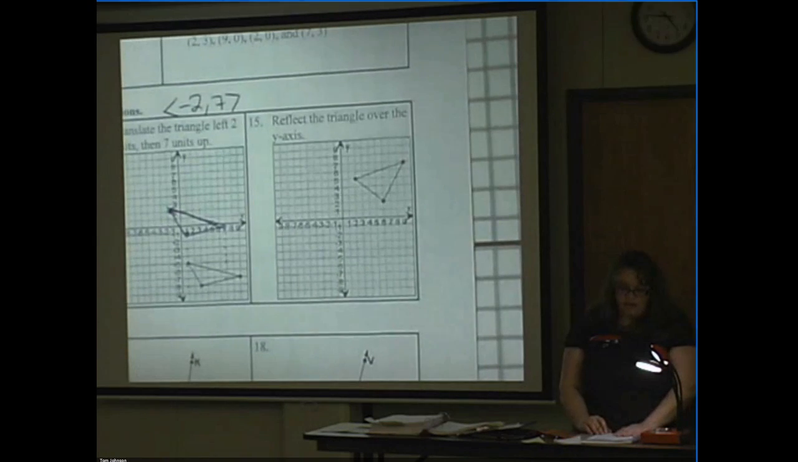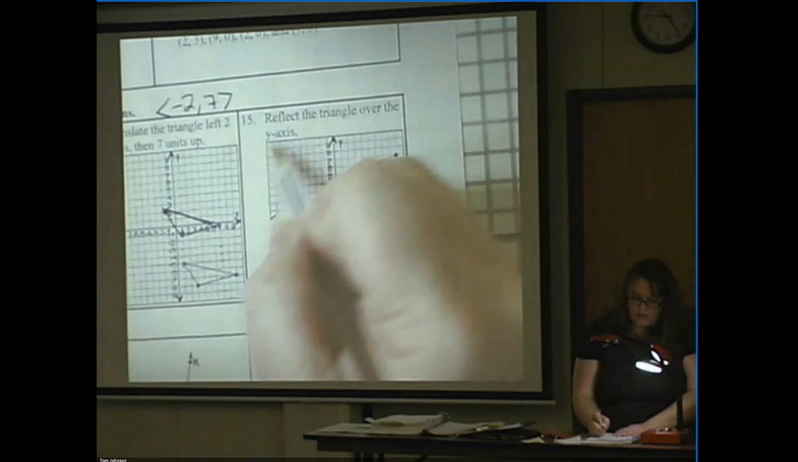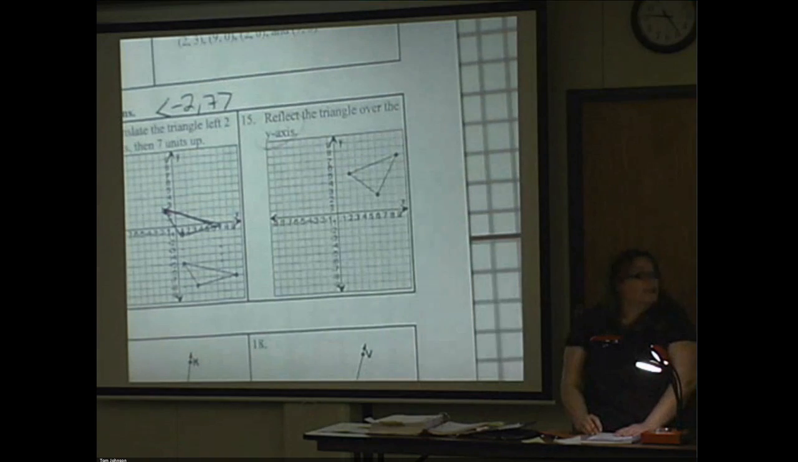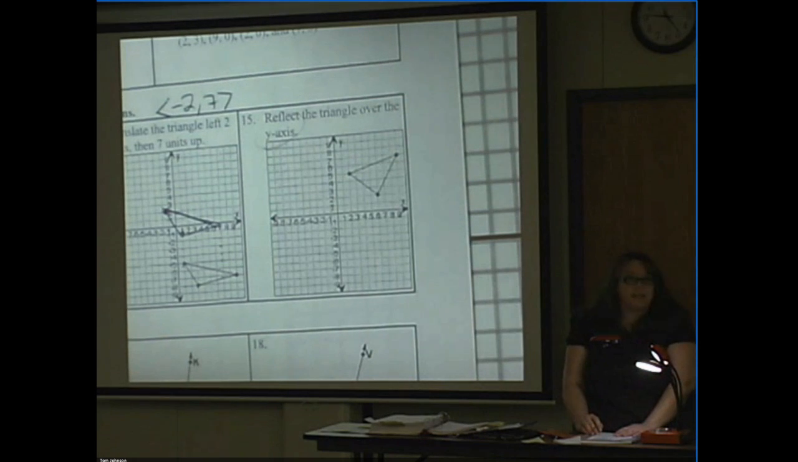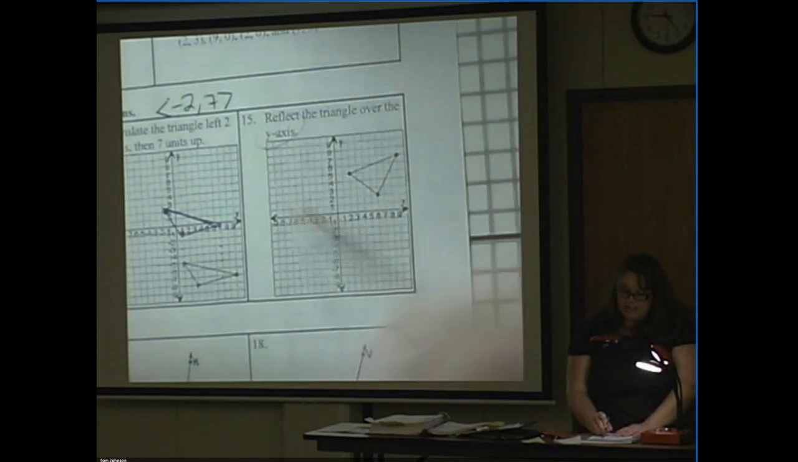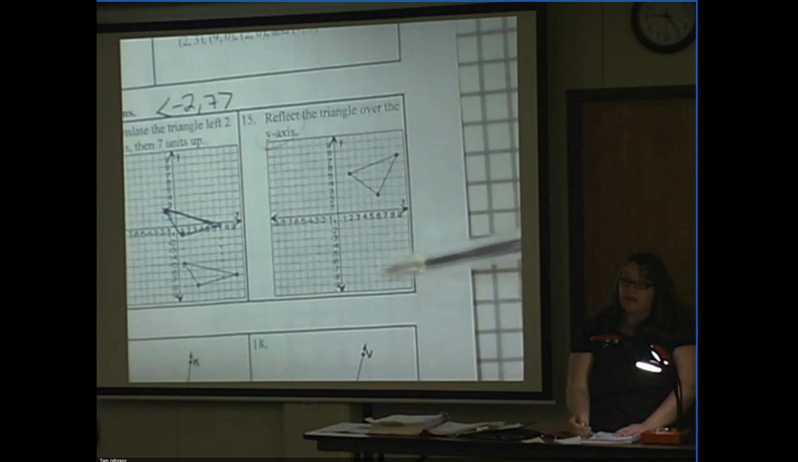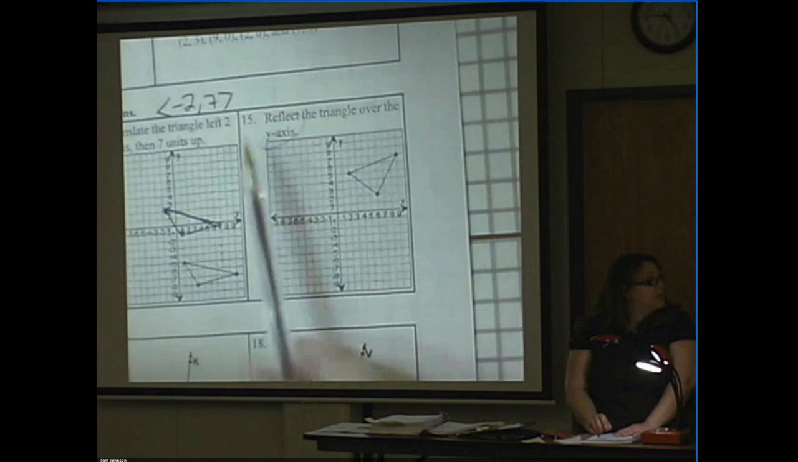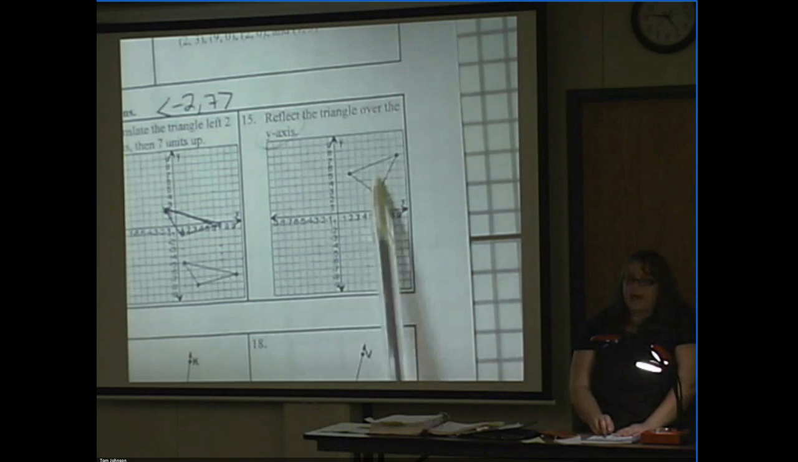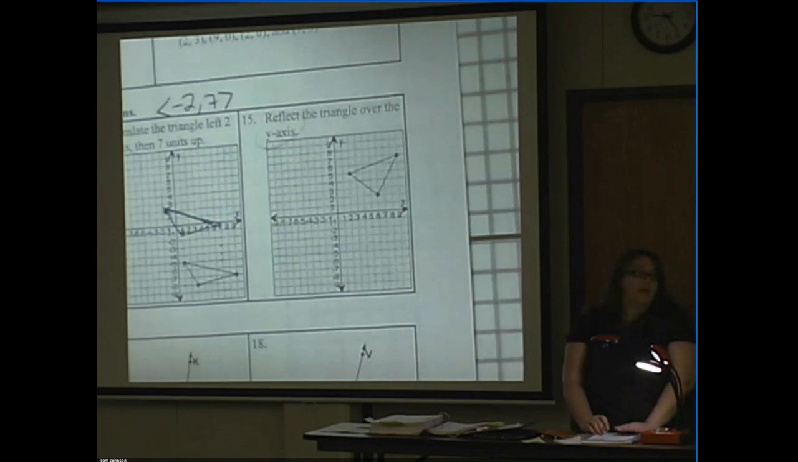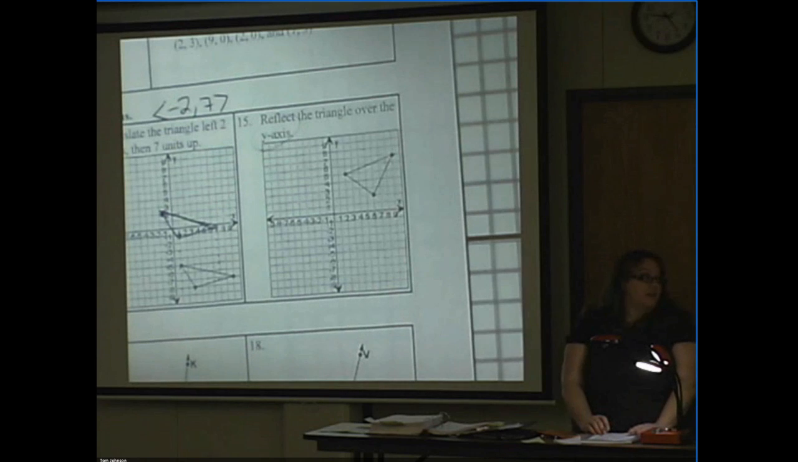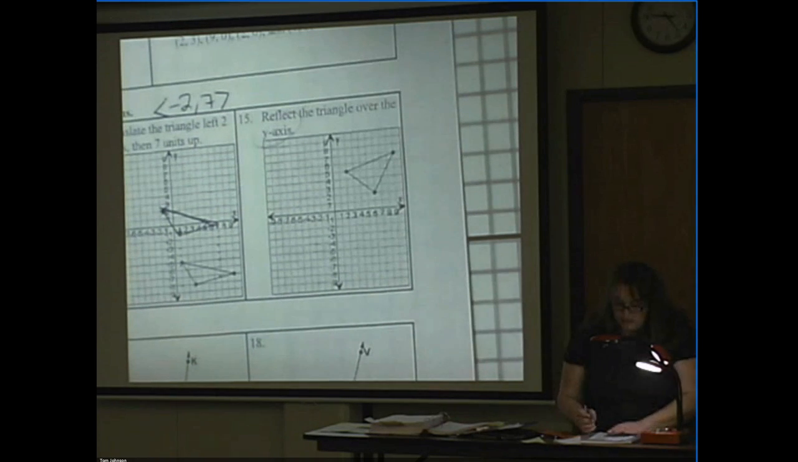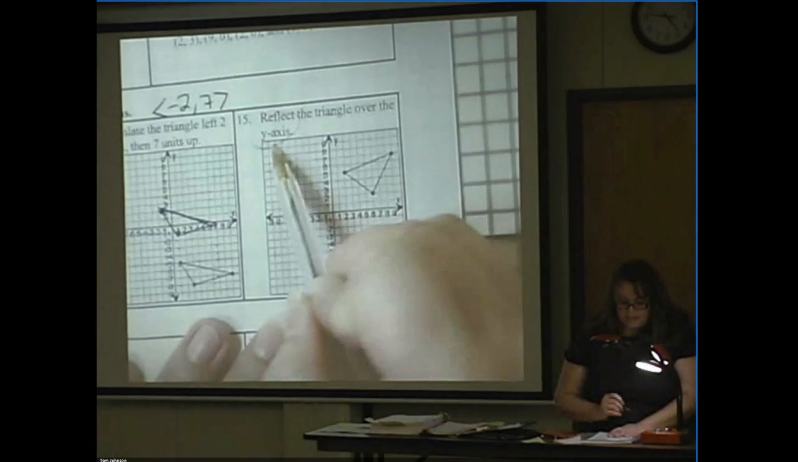On the reflection, you just have to pay attention to what you're reflecting over. Sometimes you'll reflect over the x-axis, which means this is the x-axis, so you're going to flip it down here. Sometimes you'll reflect over the y-axis, like we're doing here, so we're going to go over the y-axis. And sometimes you may actually reflect it over a different line, and that's highly possible too.